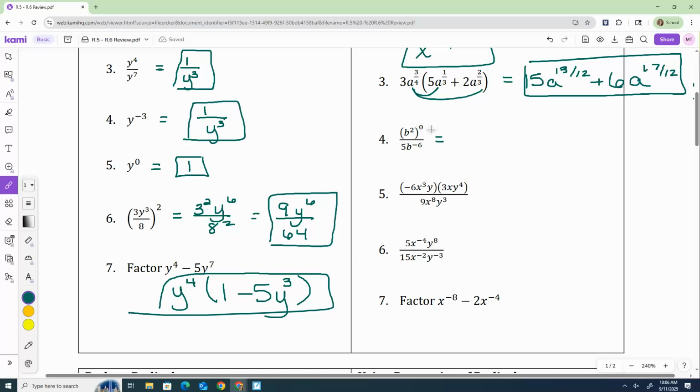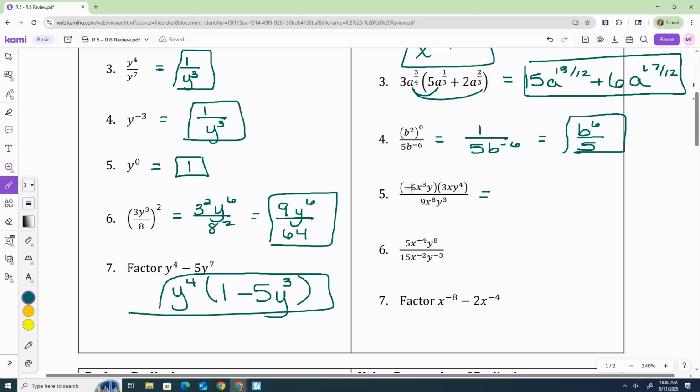On number 4, what is anything to the 0 power? 1. So we have 1 over 5b to the negative 6. What happens? We have to flip it. Only the b has a negative, so only the b comes to the top, the 5 just stays. Because exponents only touch what's directly in front of them.